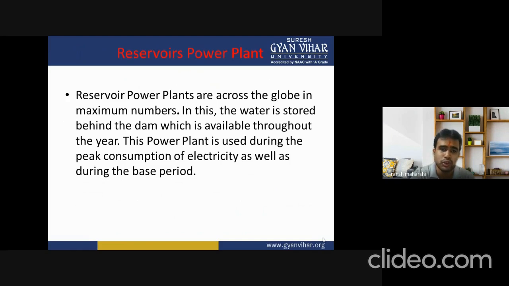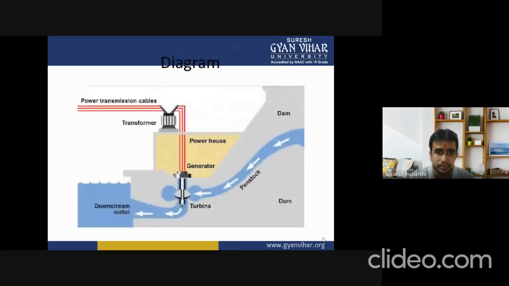This power plant is used during the peak consumption of electricity as well as during the base period। कि रिजर्वायर पावर प्लांट का यूज हम मैक्सिमम ग्लोब नंबर्स में कर रहे हैं, कि जहाँ हर साल स्टोरेज कैपेसिटी की रिक्वायरमेंट पर ईयर इंक्रीज होती जाती है। दिस पावर प्लांट इज यूज्ड ड्यूरिंग द पीक कंजप्शन ऑफ इलेक्ट्रिसिटी एज वेल एज ड्यूरिंग द बेस पीरियड। मतलब कि बेस पीरियड के ड्यूरेशन में इलेक्ट्रिसिटी की जो पीक कंजप्शन होती है, उसका यूज हम पर्टिकुलर टर्म एंड पर्टिकुलर फैक्टर के लिए करते हैं। Diagram.